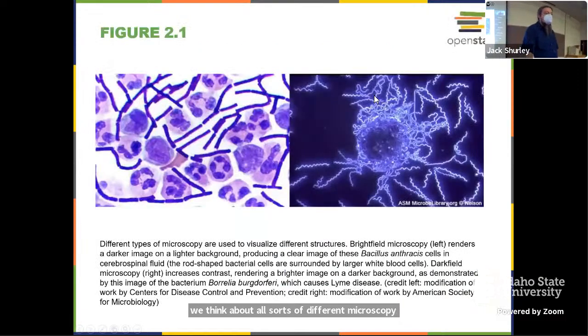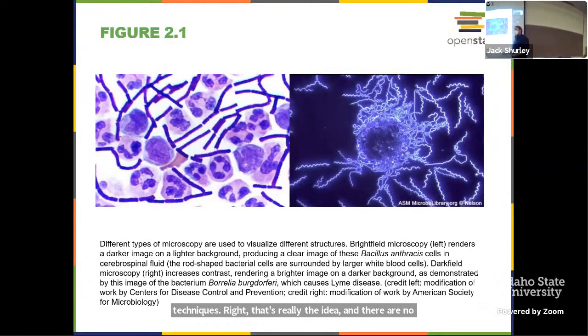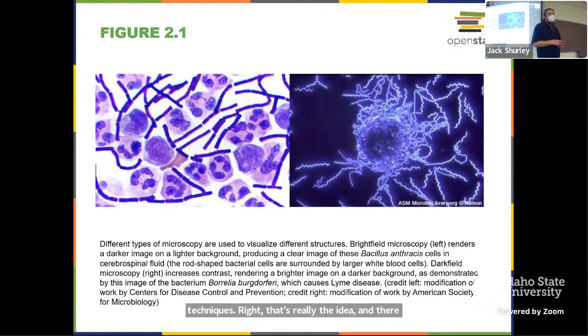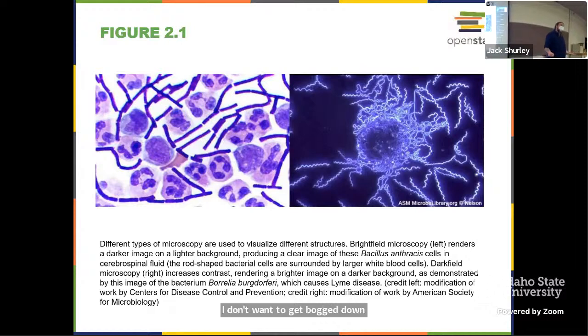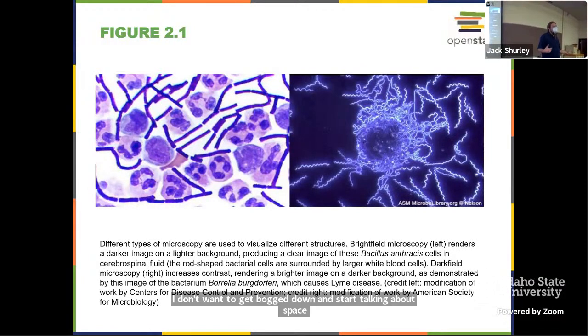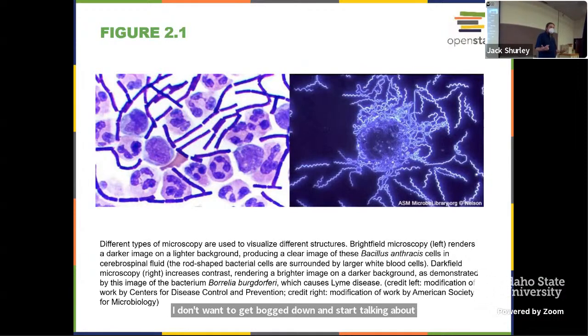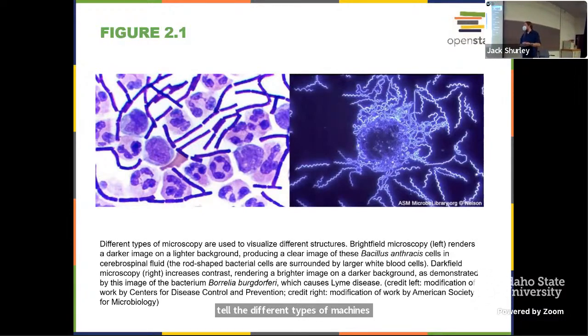That's really the idea. And there are numerous things, again, that we will try to show as we progress through here. I don't want to get bogged down and start talking about specific microbes and features and things like that. This is really more of just kind of a quick show and tell of the different types of machines, right? Although there are a few that'll give you some extra stuff, all right?